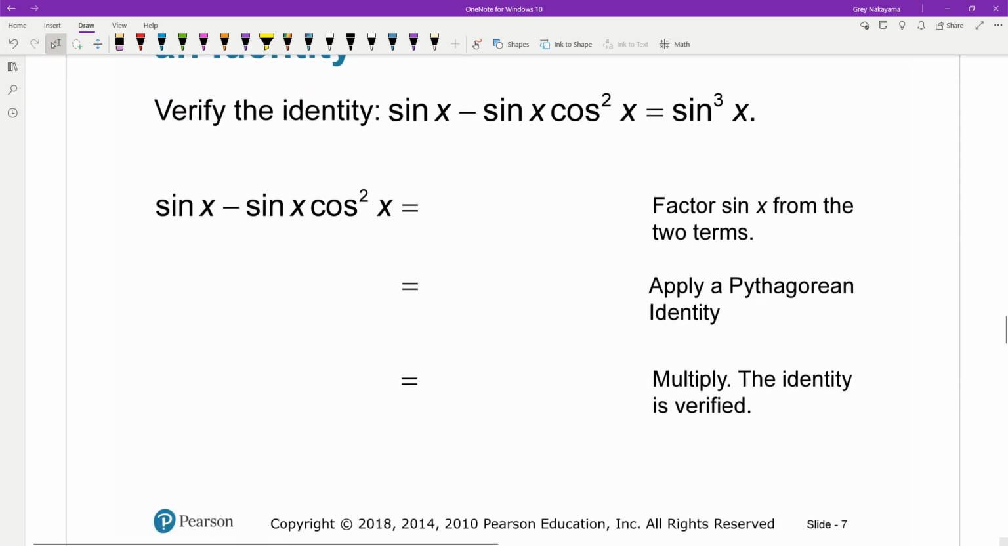Here's another one that's relatively simple. They do get harder. I have some examples. All right, so this says sine x minus sine x cosine squared x equals sine cubed x. And the first direction is to factor sine of x from the two terms.